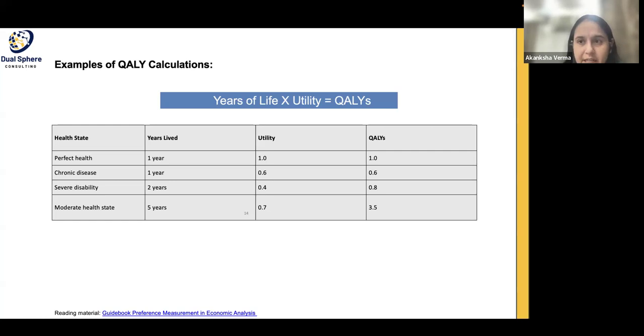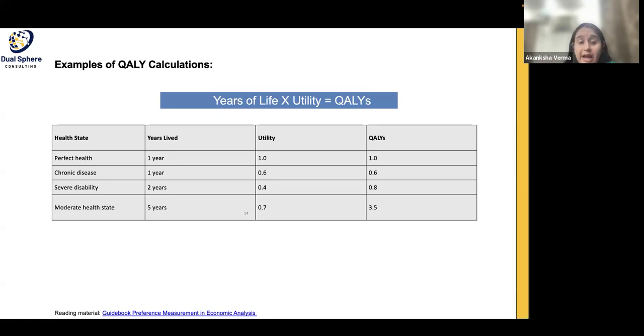Then next is severe disability. If the person is living for 2 years with severe disability and the utility value is 0.4, the QALY would be 2 times 0.4, which is 0.8. Hope this is clear. This is understandable basic maths, nothing fancy. Okay. Last is moderate health state: living for 5 years with 0.7 utility value. The QALY would be 3.5. So this way you can calculate QALYs for any health state you want.